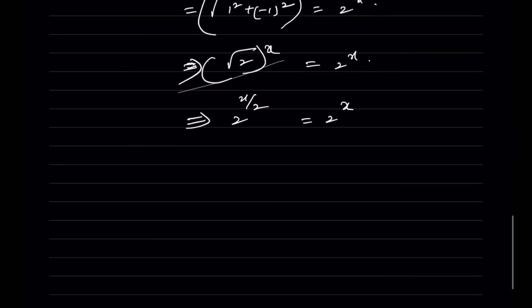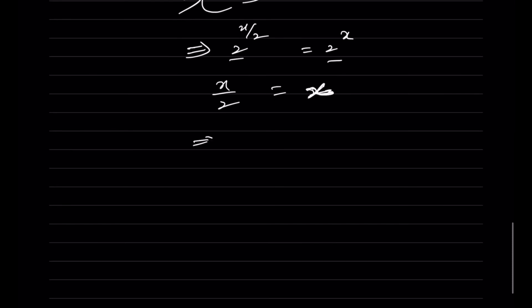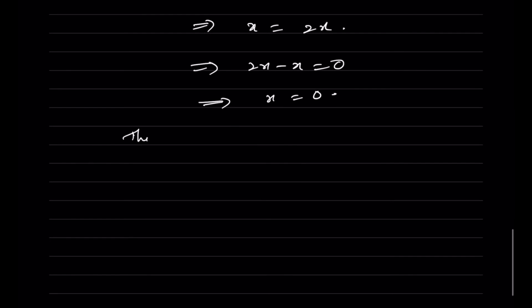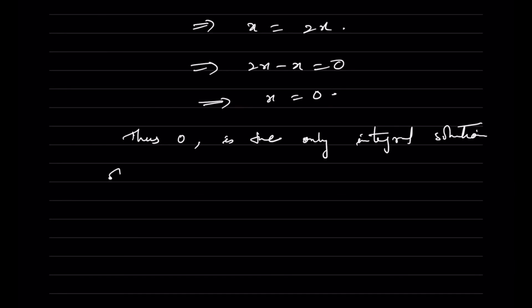So therefore now since the base is equal, you can equate the power. So x by 2 is equal to x you are getting. So which implies that x is equal to 2x, or 2x minus x is equal to 0, which implies that x is equal to 0. Thus 0 is the only integral solution of the given equation.